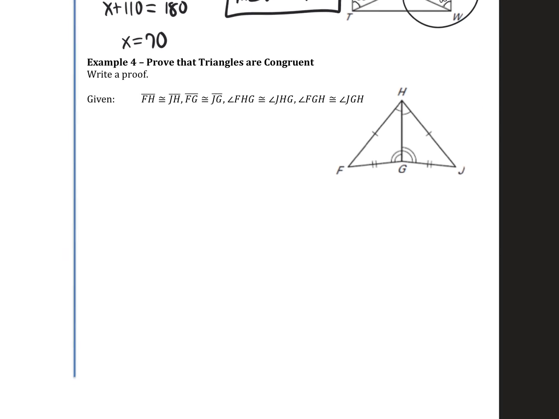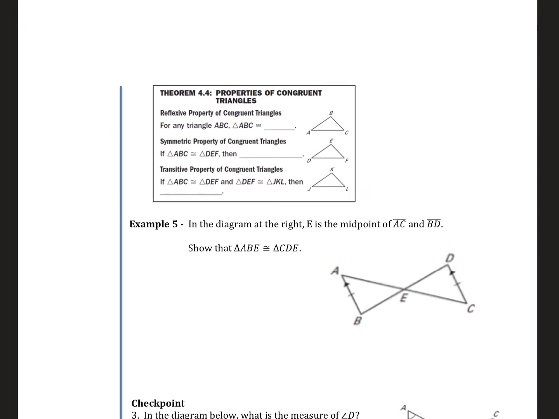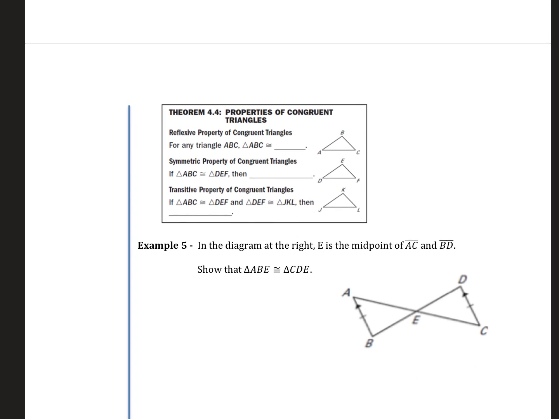All right, we're going to skip example 4. It's not a good proof. We'll do better proofs later. Keep moving along. All right, properties of congruent triangles.